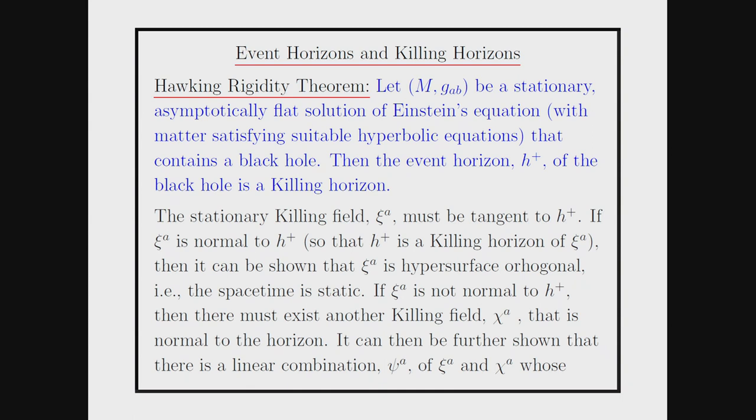Maybe the killing field that's normal to the horizon is one possibility: the killing field that we already started with. In that case, by further arguments, one can show that that killing field is hypersurface orthogonal, meaning the black hole is, in fact, static. There's a time reflection symmetry associated with it, as well as the time translation symmetry.